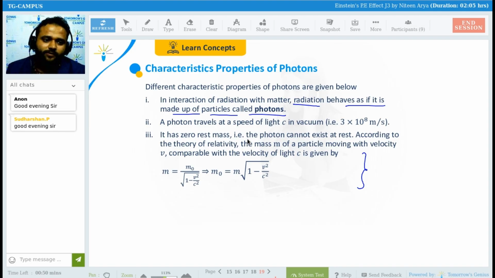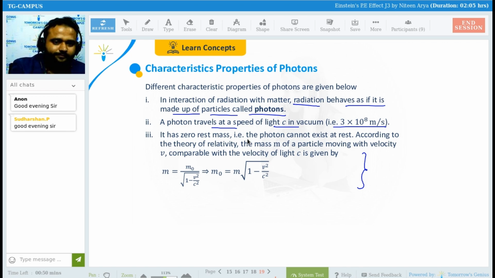You cannot see the collision in between the waves. Got it now? So that is the meaning of this. In interaction of radiation with matter, radiation behaves as if it is made up of particles, and that particle is the photon. A photon travels at the speed of light c in vacuum, and we know c is the speed of light, that is 3 × 10^8 meter per second.